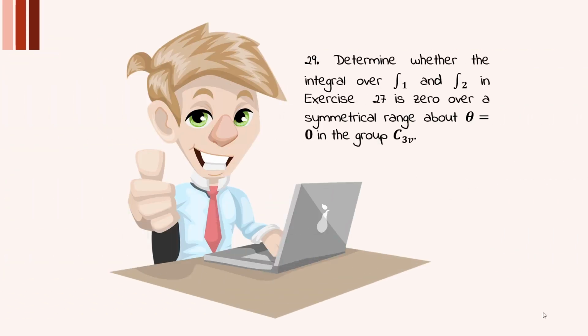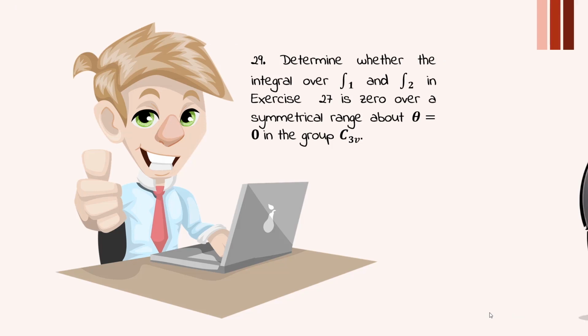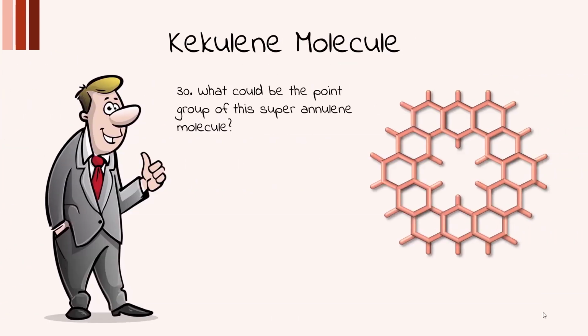Determine whether the integral over f1 and f2 in exercise 27 is 0 over a symmetrical range of theta around 0 in the group C3v. Now we have to change this time about the C3v point group. Consider the character table for C3v. Yes, this is a Kekulé molecule, that is a very superaromatic molecule, and the structure of this molecule has been established quite recently. What would be the point group of this molecule? Just think it and write your answers.